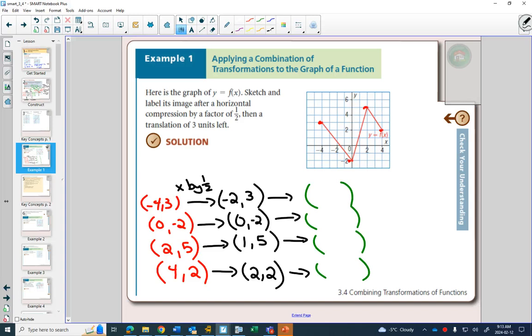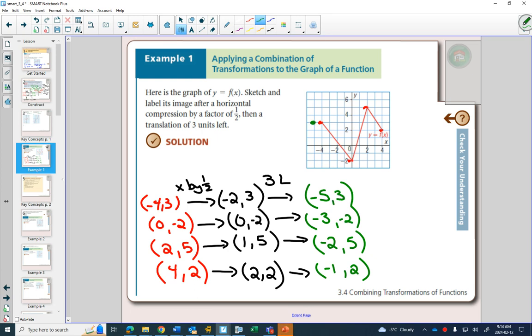And then we're going 3 units to the left. Again, my x values change: -5, -3, -2, and -1. Y values don't change.